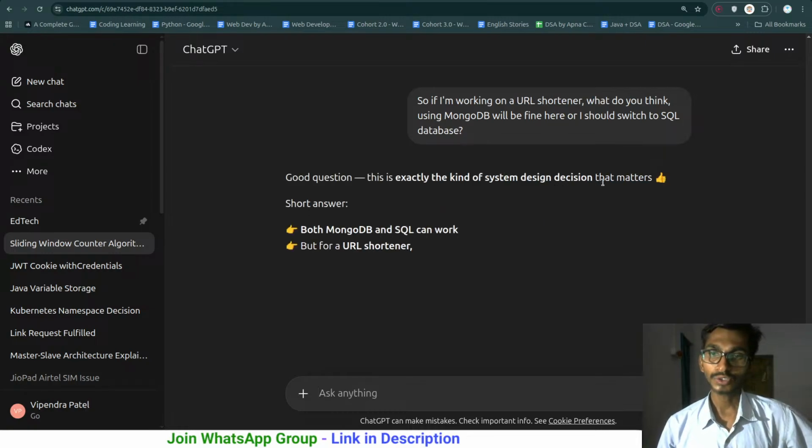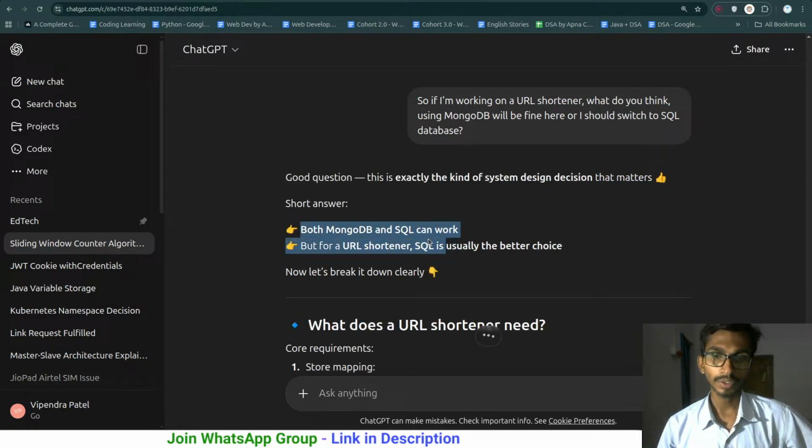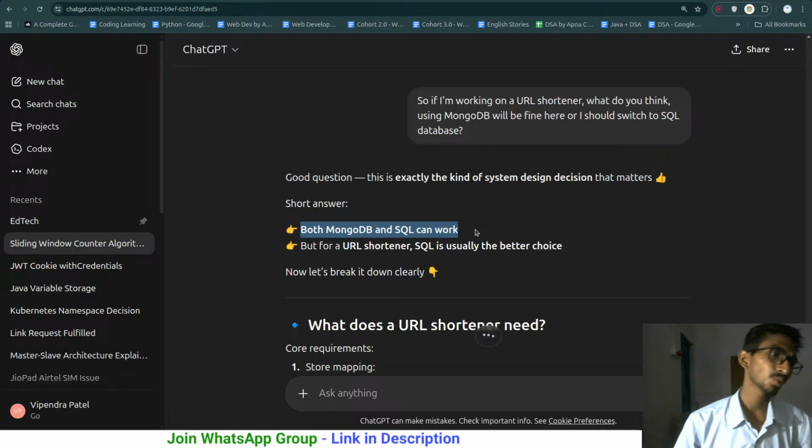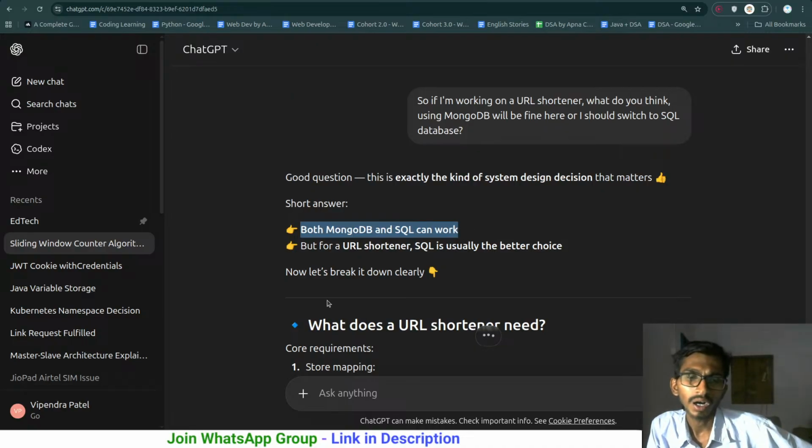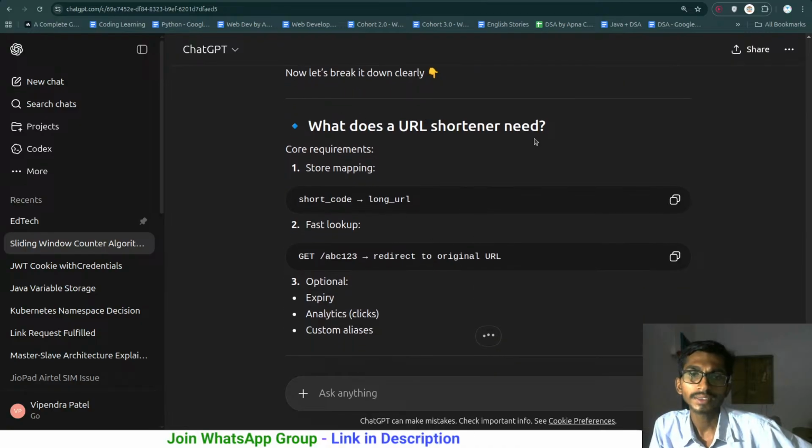This is exactly where system design matters. Both can work with MongoDB. Yeah, that's what I was thinking, that both of them can actually work. But for a URL shortener, SQL is usually the better choice. Okay, that's fine. What does a URL shortener need?